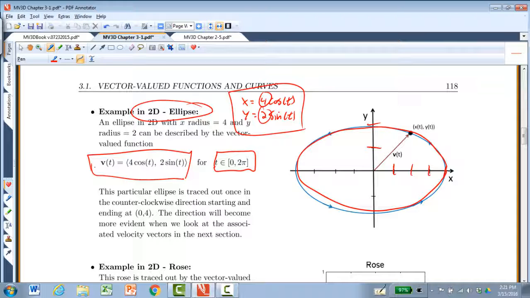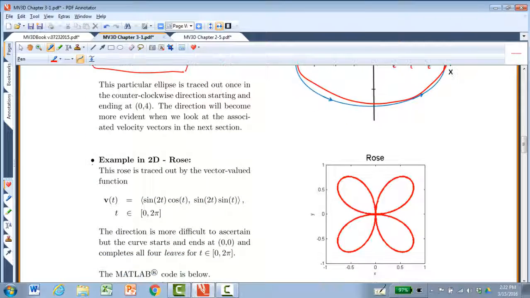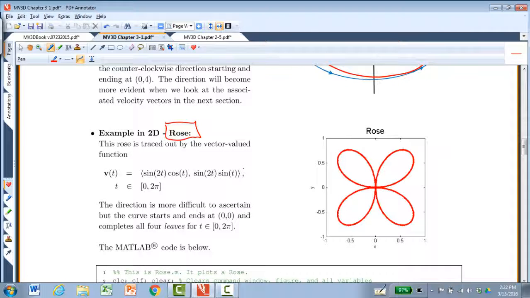Let's take a look at another one. This is a rose, and you can get some interesting spirograph-type graphs when you play around with this. So here is x of t, and here is y of t. Part of this is a cos t for x and sine t for y. If this function was just a 1 and this was just a 1, we'd be tracing out a unit circle, looking like that, with t going from 0 to 2 pi.